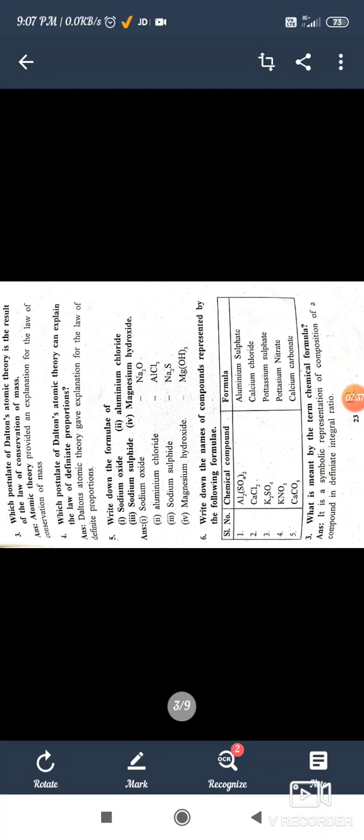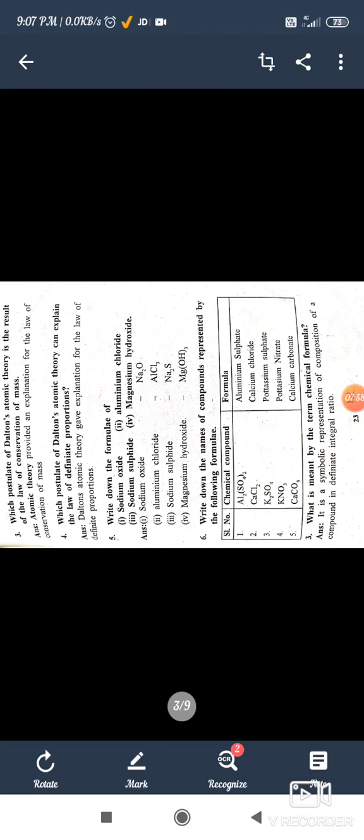So, and same as sodium sulfide. Na2S is the molecular formula of sodium sulfide. Here the symbol of sodium is Na and sulfide is S. Sodium sulfide, Na2S.